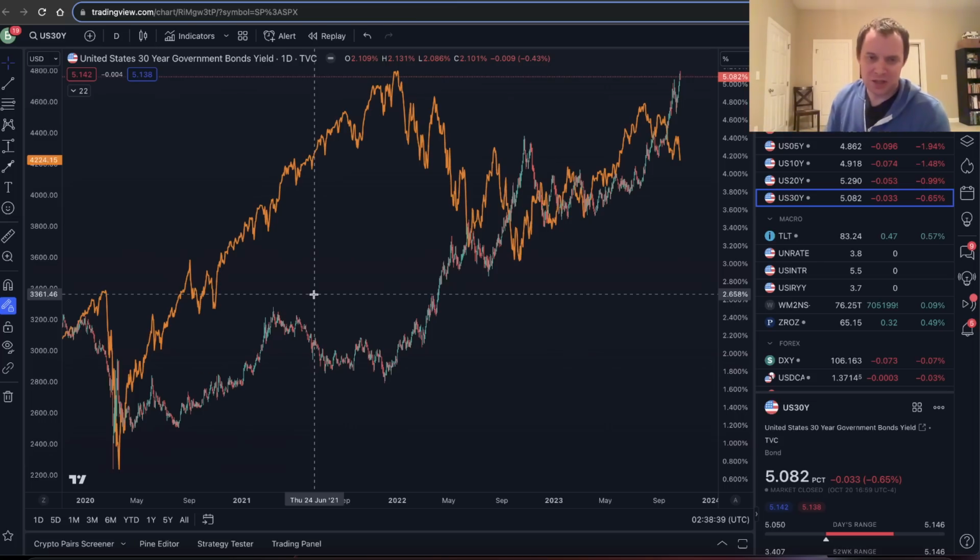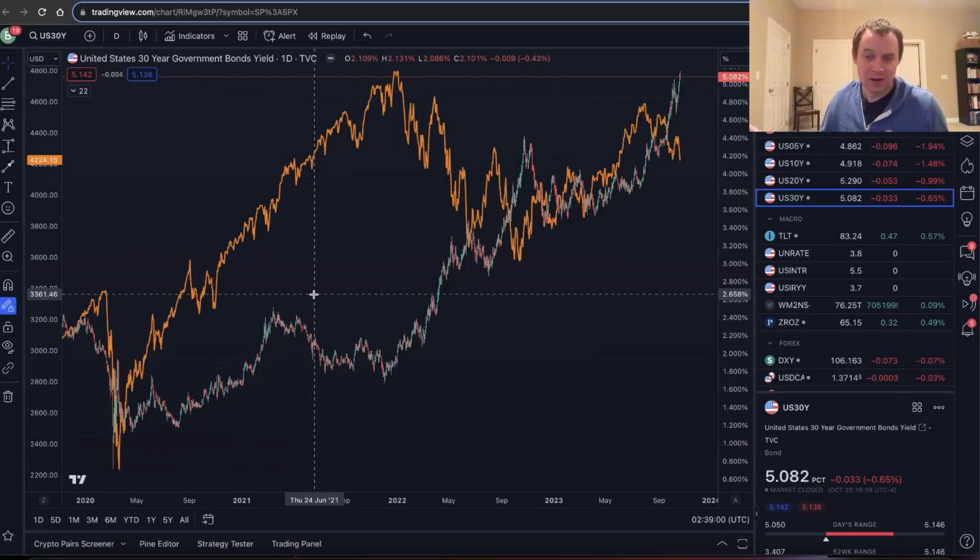So the question that should be on everyone's mind, right? And again, if you're not thinking about this, I think this is a lot more important than how your altcoins are doing this weekend. Okay, how much further can the long end of the yield curve go up before risk assets say enough is enough and they drop, right?